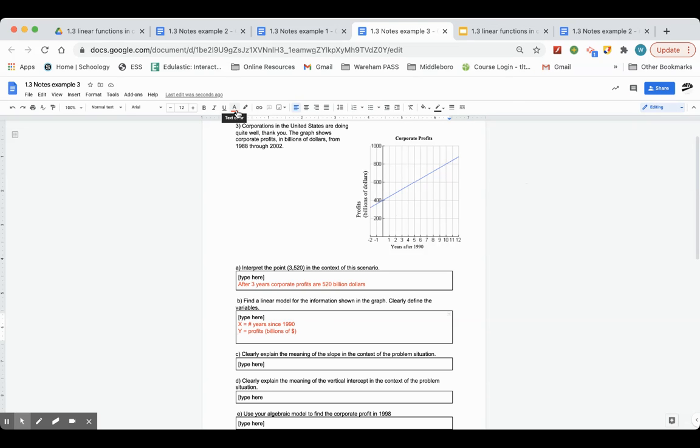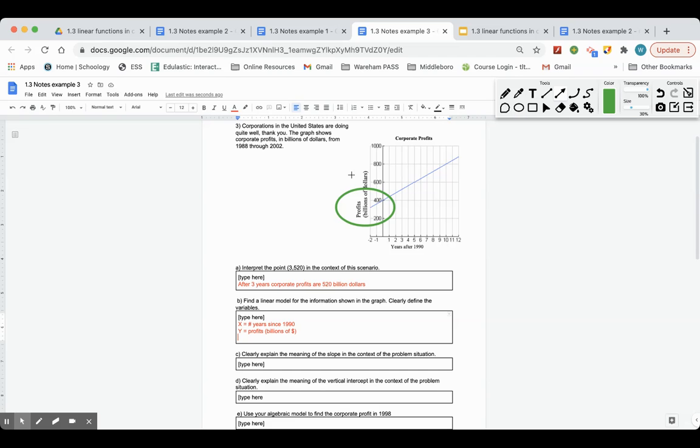So if we look at this, we can see from the graph, initially, it starts at 400. So that point right there is our y-intercept. What does that mean? (0, 400). Initially, in 1990, corporations were at $400 billion. And then we can pick any points that are easy to read, and we can go change in y over change in x.